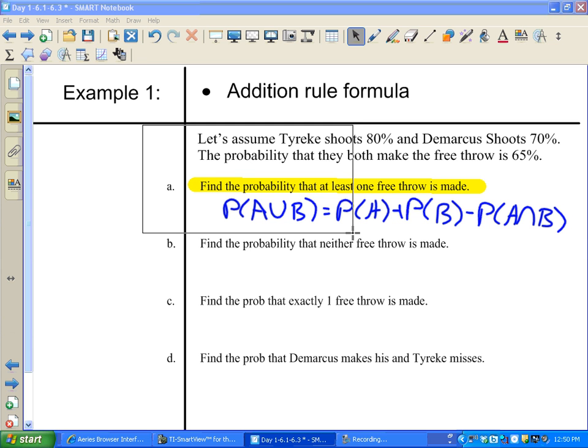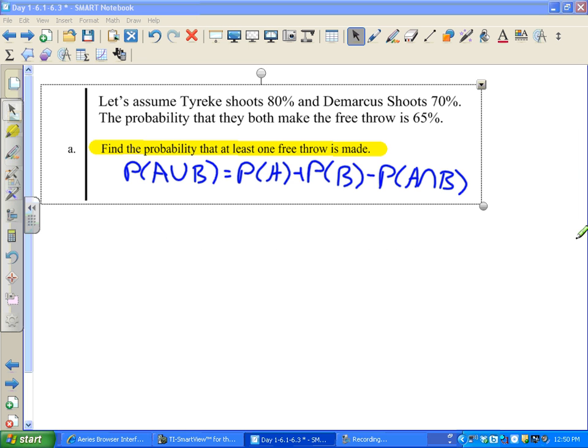Wait, it's at least one. Can both of them still make it? What's that? It says at least one. Both of them still make it? Yes.